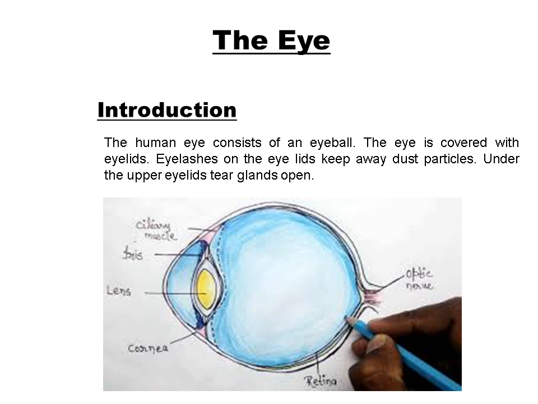In the introductory paragraph of the structure of eye, we shall talk about the eyeball, the eyelids, and the tear glands. The human eye consists of an eyeball. Eye is covered with the eyelids. Eyelashes are present on the eyelids to keep away the dust particles. What is the function of the eyelashes? Eyelashes keep away the dust particles.